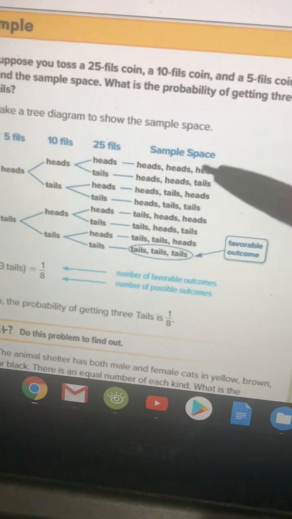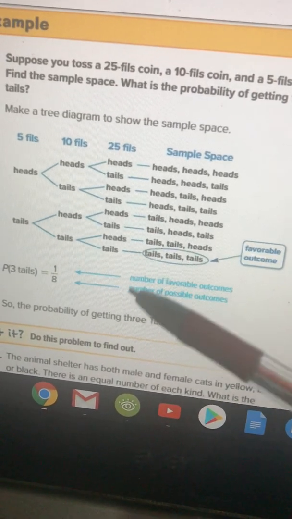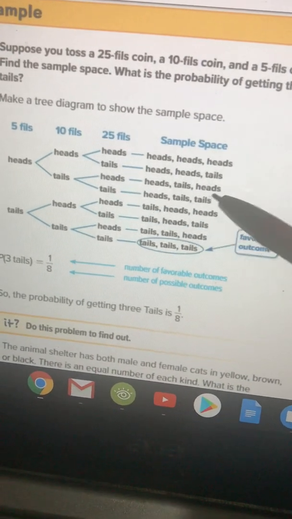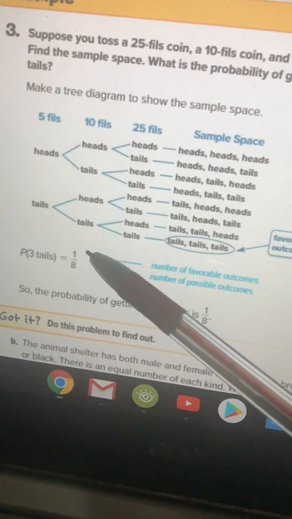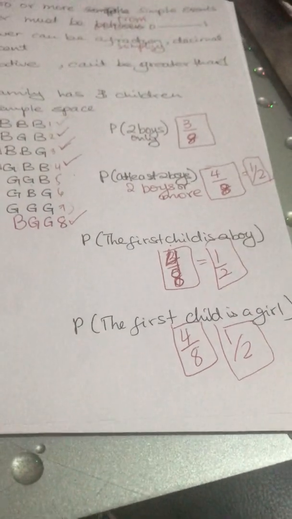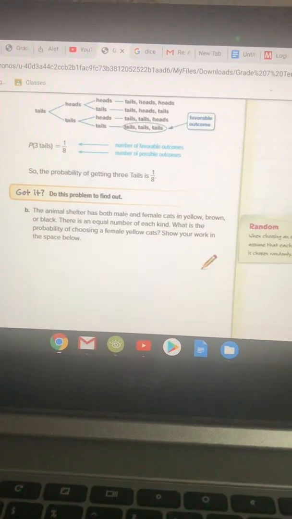Now, what does the question want? What is the probability of getting 3 tails? You should have 8 outcomes. 3 tails, this is the only one. Because here there is 2. Here there is 2. Here there is only 1 tail, like that. So 3 tails, this is the only one. So 1 out of 8. Same thing here. As you read, you make sure you do what the question wants. Okay? So, do example B.